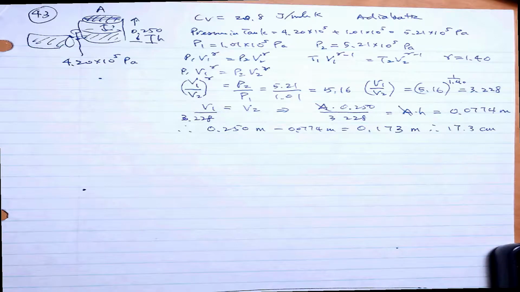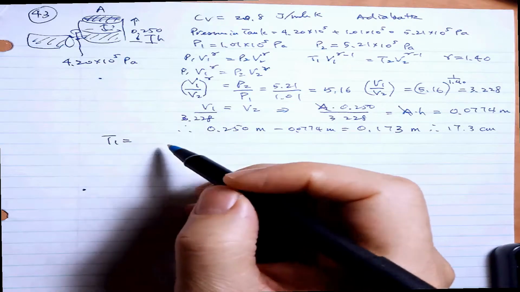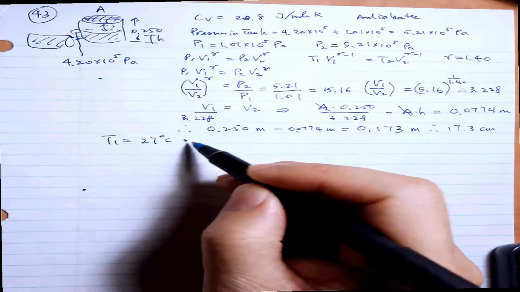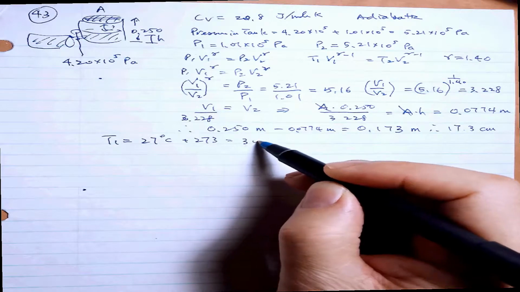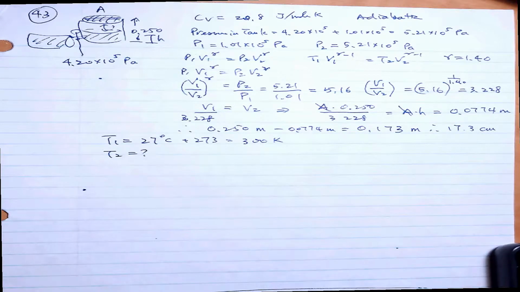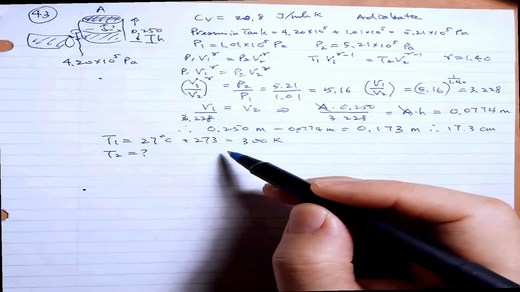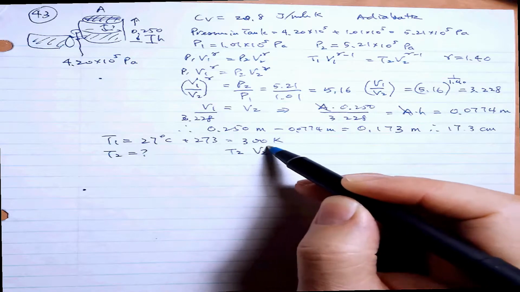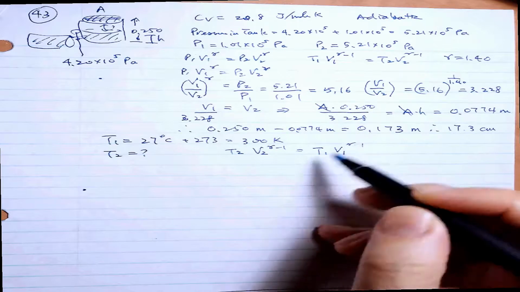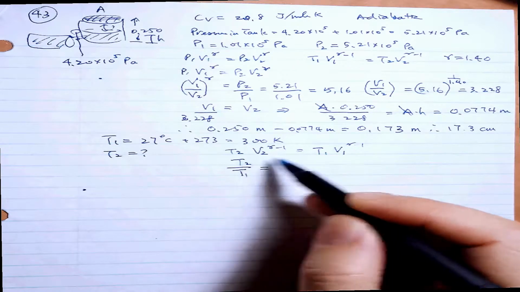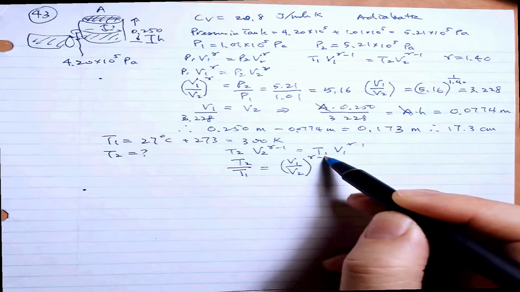And part B says, if the air is taken into the pump at 27 degrees Celsius, what is the temperature of the compressed air? So initially, temperature is 27 degrees Celsius, so it's 300 Kelvin. What is the final temperature of the compressed air? Well, we know the ratio T1, T2 using the formula here. So I can write T2V2^(γ-1) equals T1V1^(γ-1), or T2 over T1 is V1 over V2 all to the power of gamma minus 1.